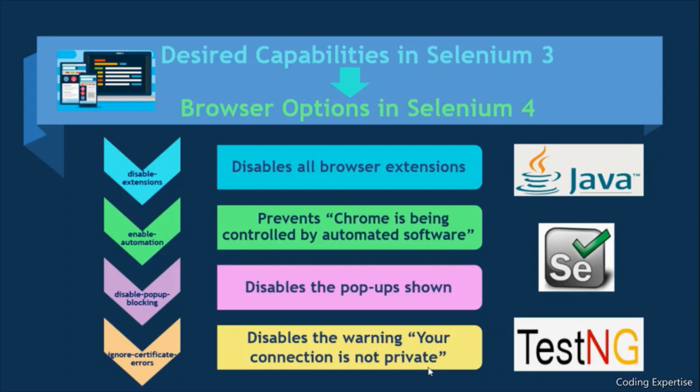Before we see browser options, let's first understand what desired capabilities are and why they are used. It is actually a class that helps you set the properties of browsers, like browser name and operating system, to perform cross-browser testing. I'll show you a simple example of desired capabilities and then we'll move on to browser options. Now let's get into the coding part right away.